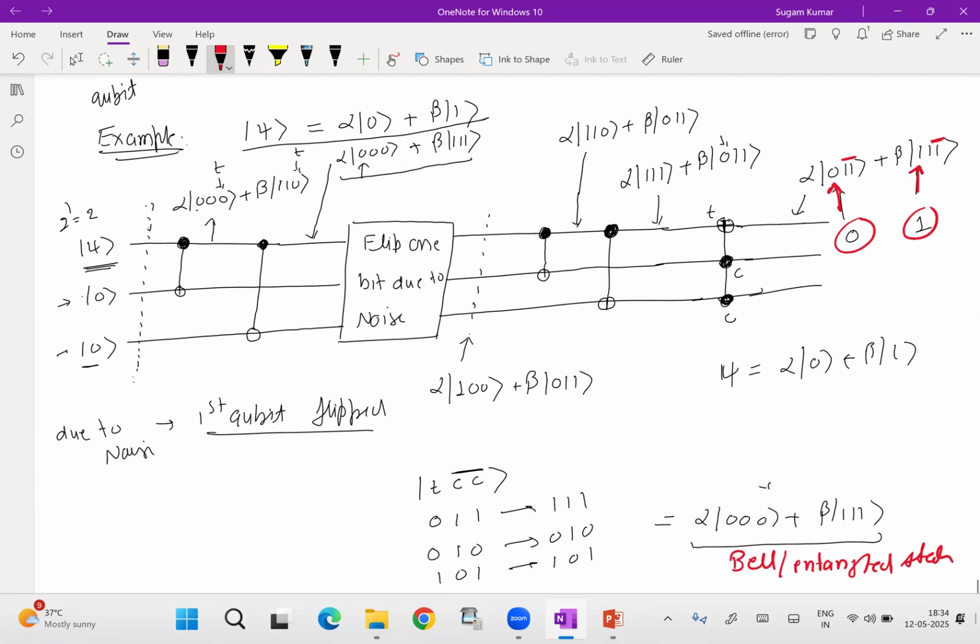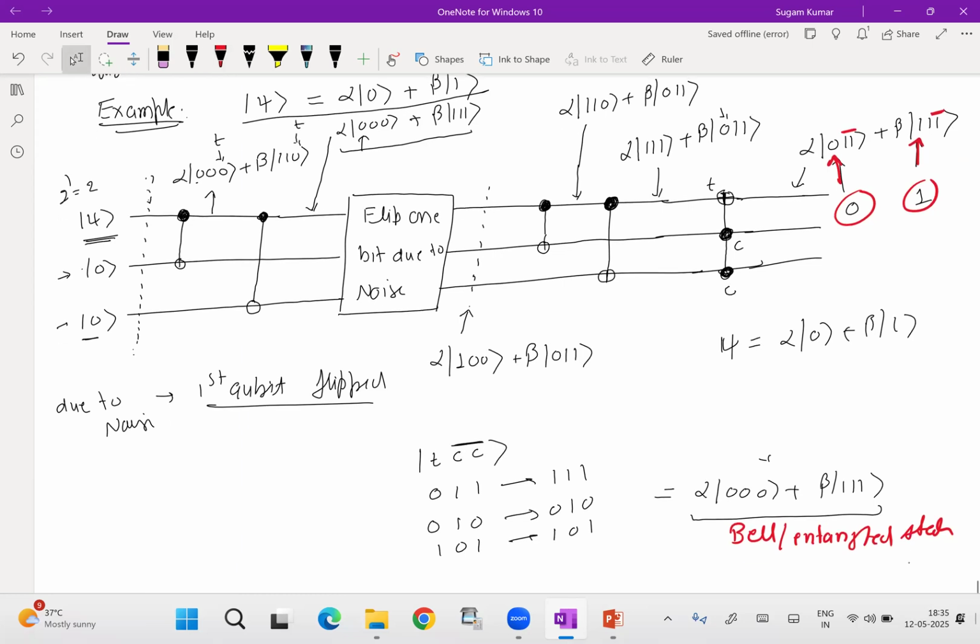You can see that this is how one can do the quantum error correction. How to recreate the original bit which has been flipped because of some noise. And this is done by the entanglement. Entanglement here plays a very crucial role.